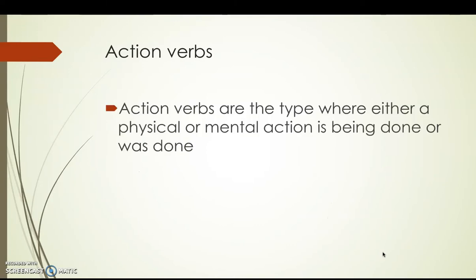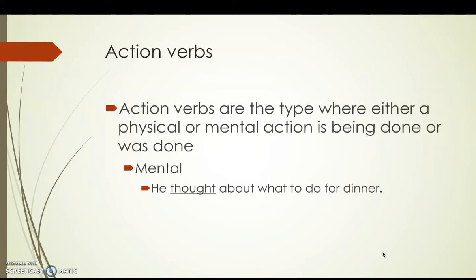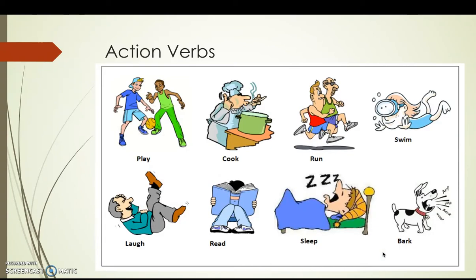So for action verbs, these verbs are the type of verb where either a physical or mental action is being done or was done in the past. So for mental, for example, he thought about what to do for dinner. Thought is an action verb. It's something someone is doing, but you can't actually see it. As opposed to physical verbs, where he ate dinner with a spoon. Ate, you can observe that. So ate is an action verb that is physical. Here are some other action verbs that you could do. These are the ones that you will have the least problem with because they're the verbs that you've learned about before for sure, and it's obvious when someone is doing them in a sentence.